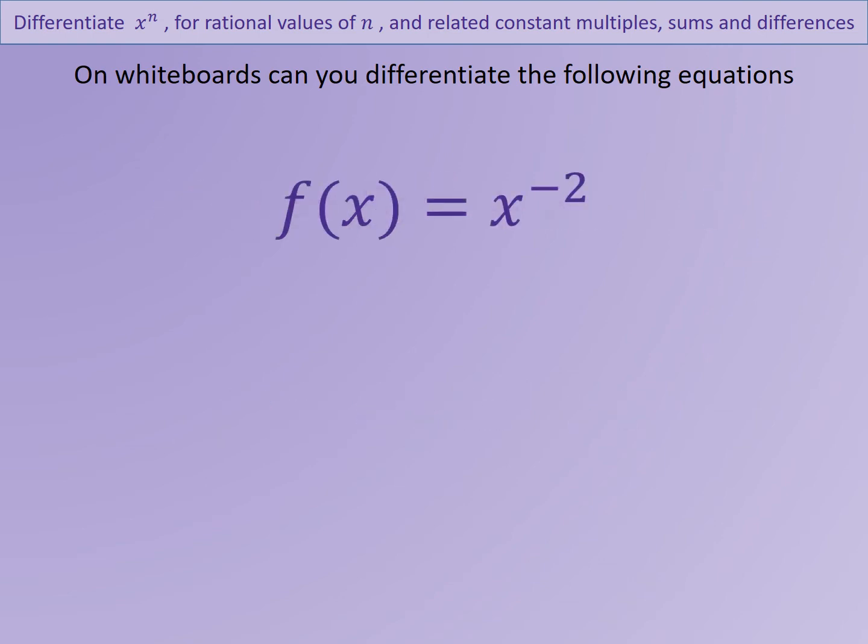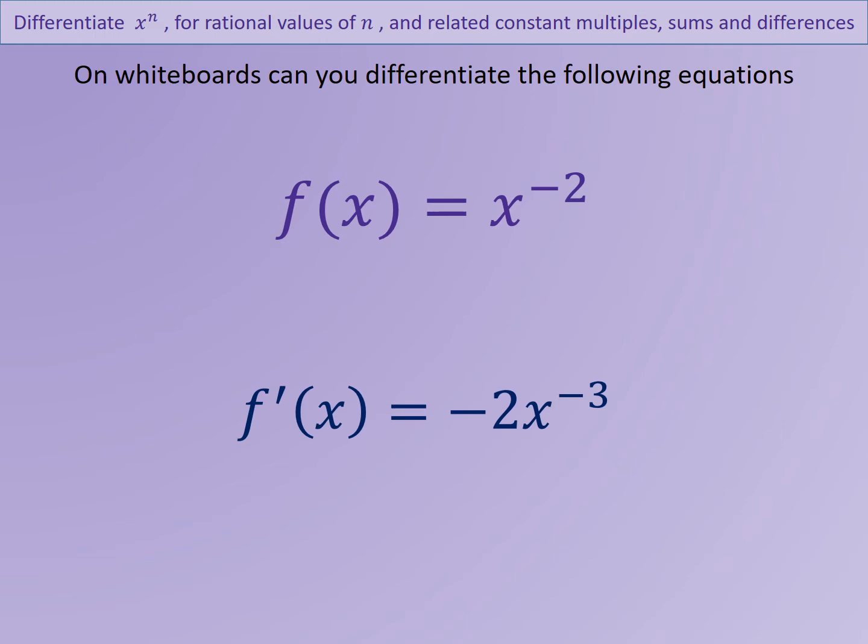The final two are for when we have negative or fractional powers, and the rules still apply. You deal with them in exactly the same way as we've done the others. So have a quick go on your whiteboard. What would be the gradient function for f of x here, please? Okay, good. And again, use the right notation.